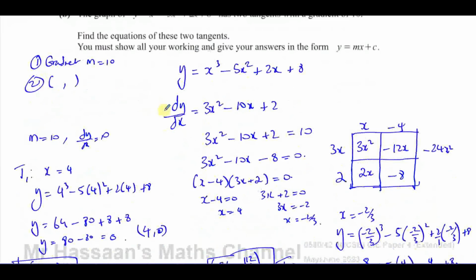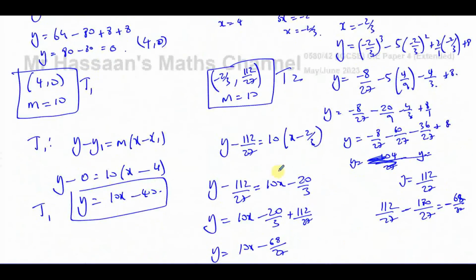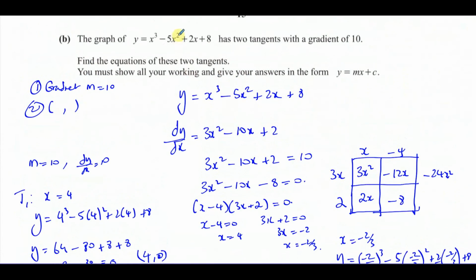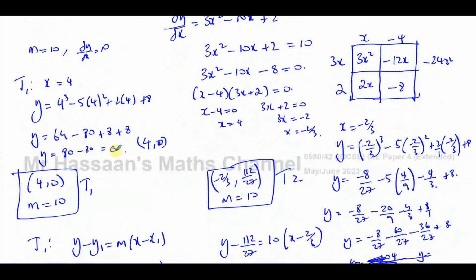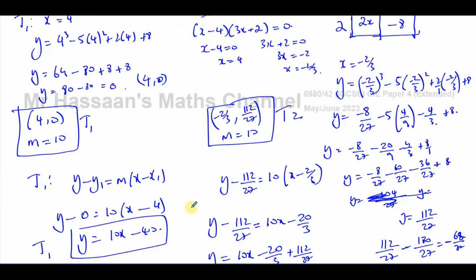So this last question is a bit of a lengthy one, with a bit of thinking involved, but it's understandable. You have to find the places on this curve where the gradient is equal to 10, to find the equation of the two tangents. You find them by differentiating, equating the gradient function to 10, solving, finding the x values, then finding the y values, and using them with the gradient of 10 to find the equation of the straight lines of the two tangents at those points. Okay, so that concludes this question.